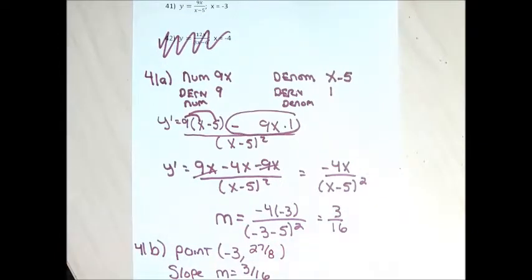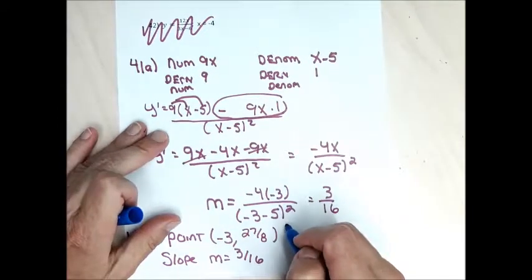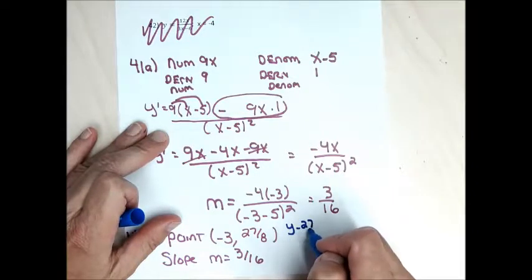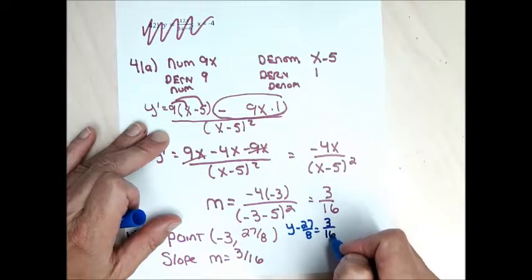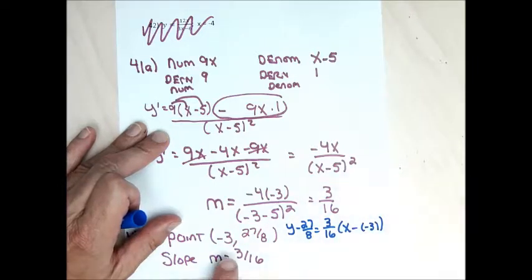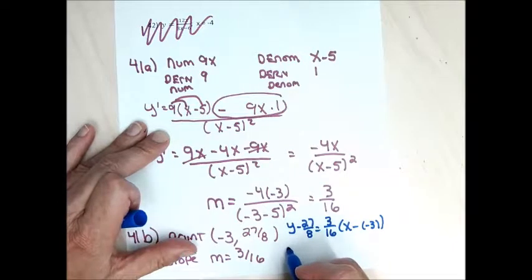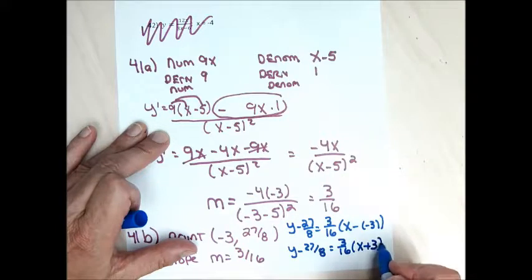So I have everything I need now to get my answer, and I've got ugly fractions with my calculator to take care of those. So now to get the answer that I need, I'm going to go y minus the y-coordinate of the point equals m times x minus the x-coordinate of the point. I'm going to get a double negative that I'm going to change to positive. So y minus 27 over 8, which is the y-coordinate of the point, equals m, 3 over 16, times x minus the x-coordinate of the point. That double negative I should make positive, so I'm going to get y minus 27 over 8 equals 3 over 16 times (x plus 3).